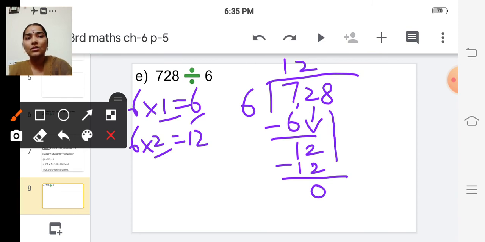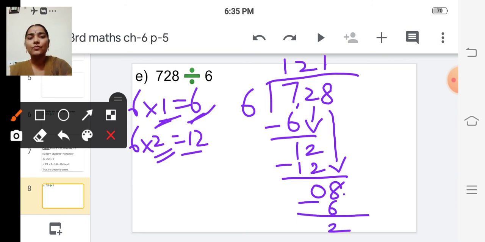And now bring down this 8 here. So the dividend is 8. 8 is greater than 6. So we can divide only one time, isn't it? If we take 2 times, then 12 is greater than 8. So we cannot take that. So we can take only one time. So write 1 in the quotient and write this 6 below the dividend and subtract. 8 minus 6 is 2. So 2 is less than the divisor. So we can stop here.